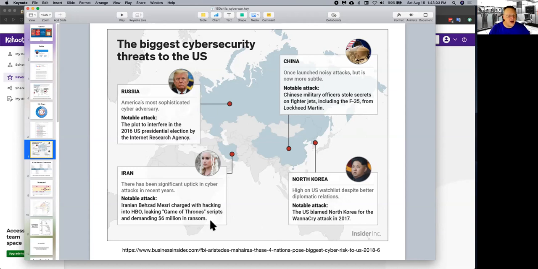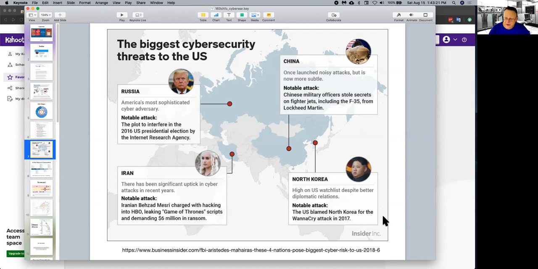Iran has done a lot of attacks. It is pretty hard to understand what their goal is. They really seem to care about YouTube videos insulting Mohammed, stealing things like the Game of Thrones. They do these attacks and they cause some damage. It's just a little difficult to understand exactly what their goal is.